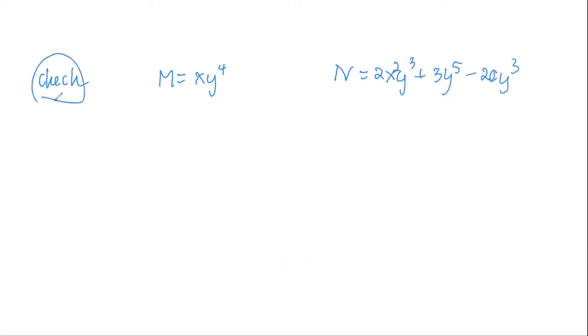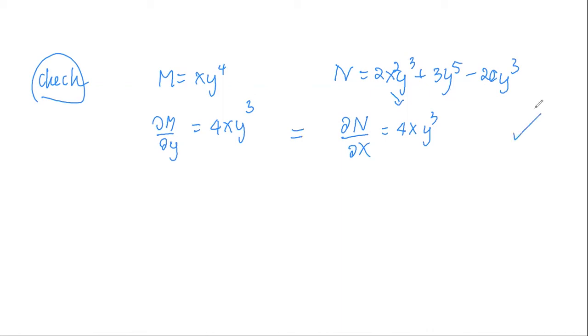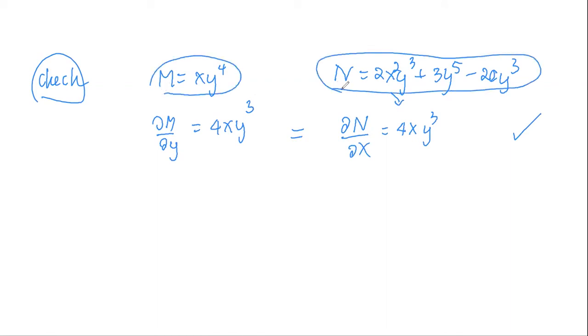Quick check. So the partial m with respect to y would be 4xy to the third. And partial n with respect to x, you would get 4x times y to the third. The last two terms will be 0. They are the same. So check. So you got the right mu, and now you have the exact equation to work with and follow the same process as before, using the new set of m and n to find the general solution.